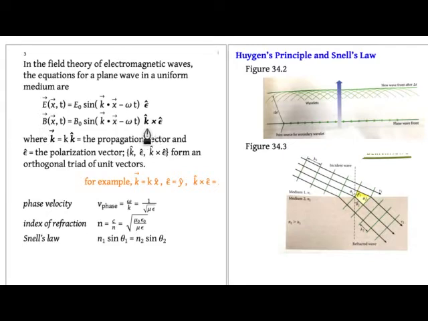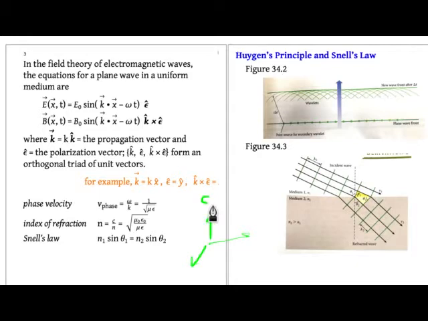B is in the direction of k hat cross epsilon hat, where k hat means the direction of propagation. So the electric field, the magnetic field, and the propagation vector form an orthogonal triad. K is the propagation vector, epsilon is the polarization vector. The directions k hat and epsilon hat, and k hat cross epsilon hat, form an orthogonal triad of unit vectors. So epsilon might be in this direction, k might be in this direction, and k cross epsilon would be in this direction by the right-hand rule.